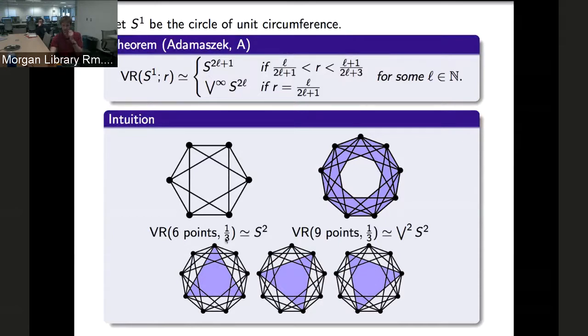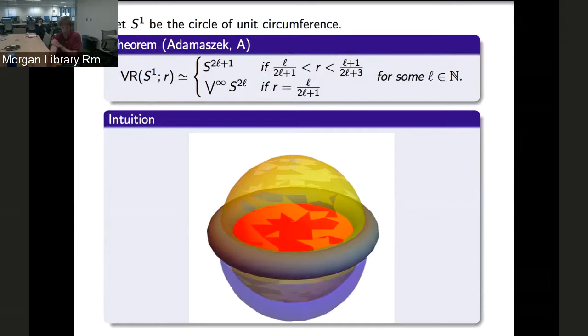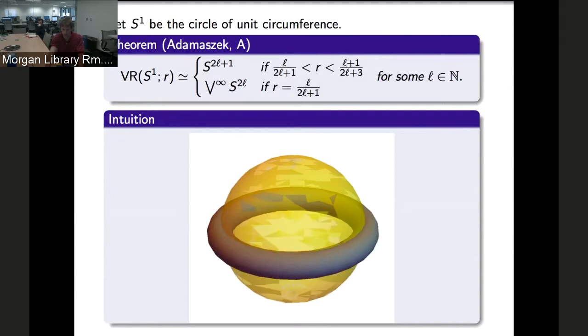So you can sort of see the pattern as we go from 6 to 9 to 12 to 15 to 18 points, multiples of 3. We're going to get more and more disks that we glue in, so we're going to get more and more spheres. This was our picture after 6 points. For 9 points, we have another disk glued in. So we have two-dimensional spheres. We go to 12 points, we have 4 disks, so we have 3 two-dimensional spheres. And then 15 points, we have 5 disks, so we have 4 two-dimensional spheres.